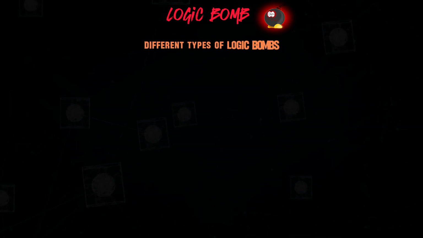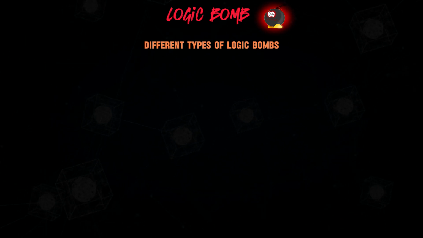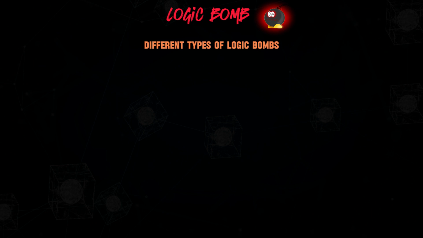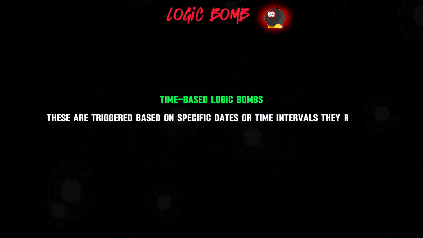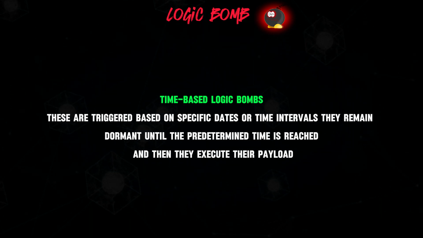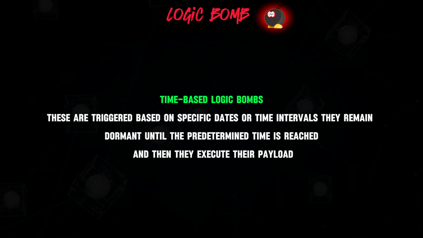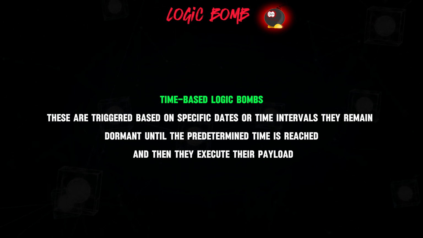Different types of logic bombs. Logic bombs come in various forms, each with their own unique characteristics and methods of activation. Some common types of logic bombs include time-based logic bombs. These are triggered based on specific dates or time intervals. They remain dormant until the predetermined time is reached, and then they execute their payload.